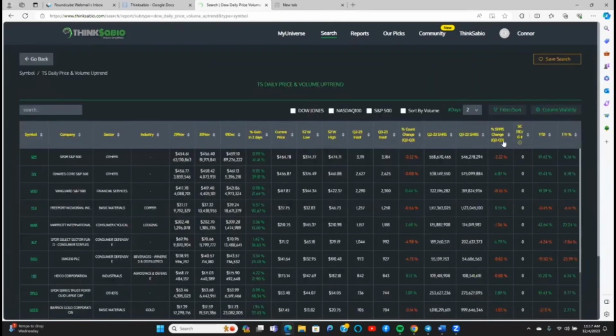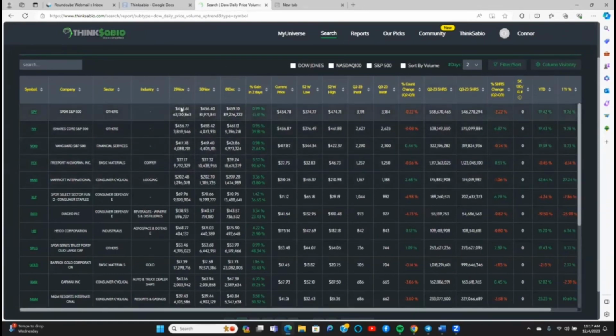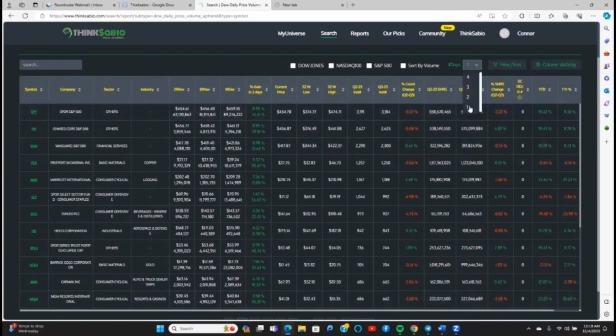This has a similar format. It shows the number of days, and the pricing and volume information, but it shows them in the same cell. So for this Vanguard S&P 500, it shows the price and the volume over the last set of days, as well as the percent gain, and then it shows the current price, 52-week high, 52-week low, and the longer term investment. But the format of it is the same.